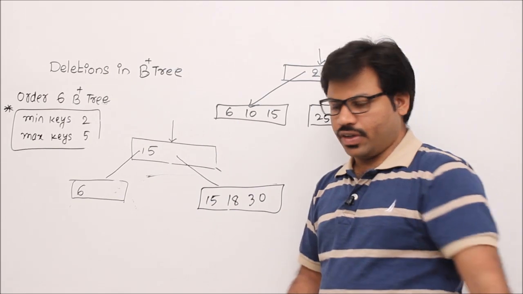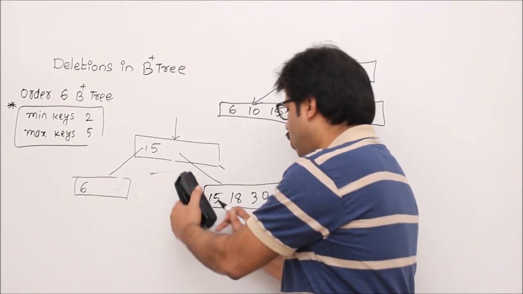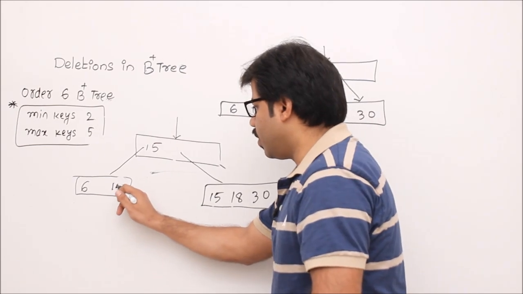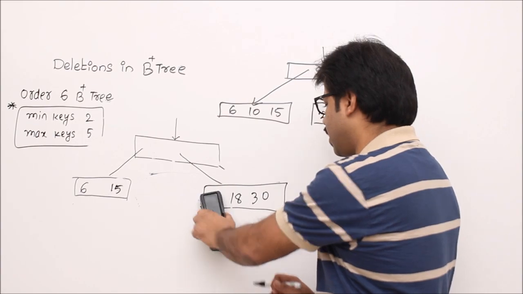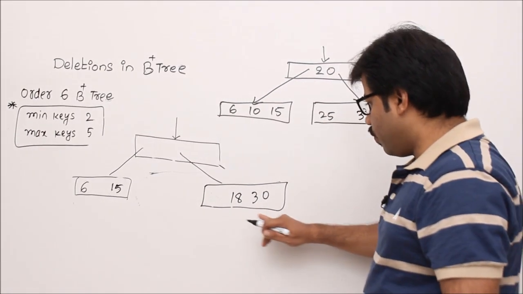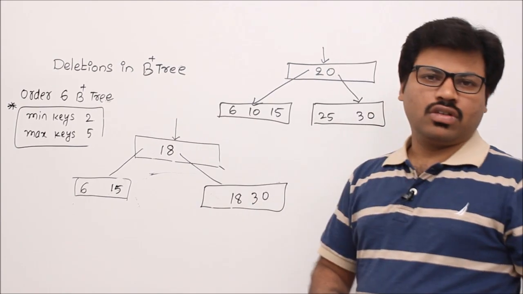Transfer the keys. Borrowing. If I borrow, what I will be borrowing is 15. So I will send 15 this side, but this should not be the anchor. The right anchor is the next element in this resulting node, which is nothing but 18. Otherwise, the least number from this node.